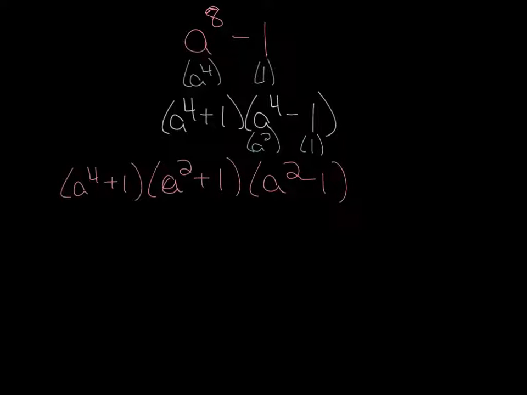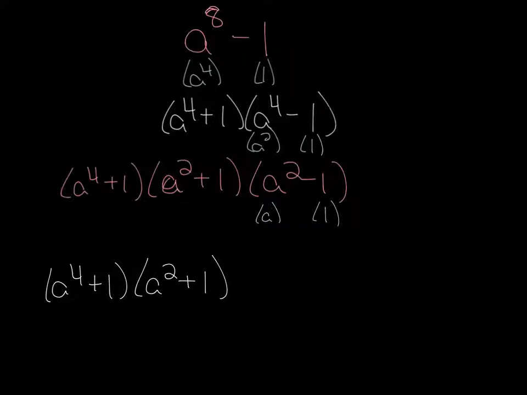But then we have to look again. Here's a difference of perfect squares. Now these are sums of squares, so they're done, but this one will factor again. The square root of a squared is a, the square root of 1 is 1. So I copy this first one, it's a sum of squares, it does not factor. I copy the second one, it's a sum of squares, it does not factor. But this one factors into a plus 1 times a minus 1.